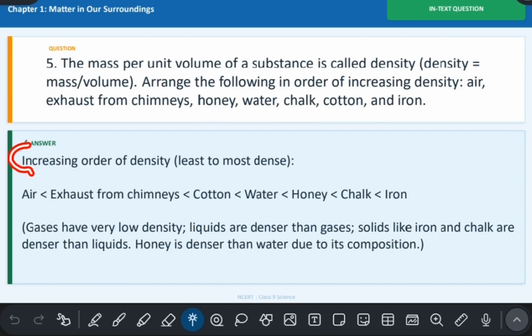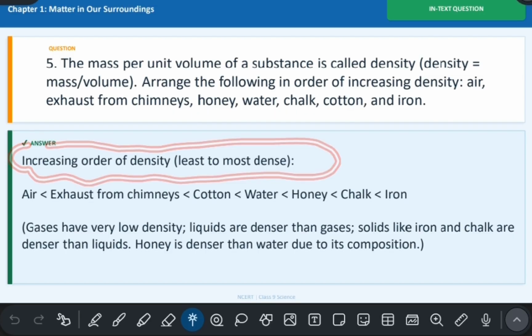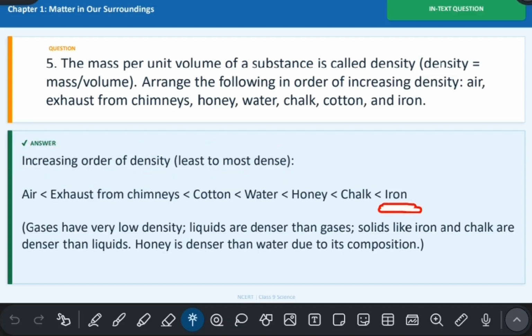So the increasing order of density. First is iron, next chalk, honey, water, cotton, exhaust from chimneys, and air has the least density. This is because gases have very low density. Liquids are denser than gases, and solids like iron and chalk are denser than liquids. Honey is denser than water. It is because due to its composition.